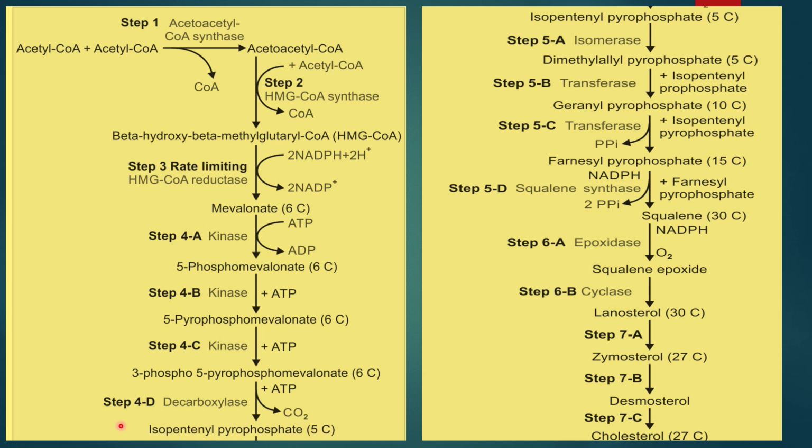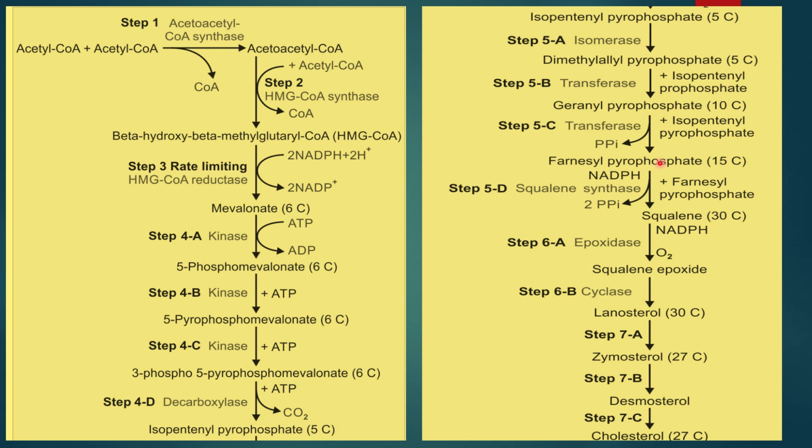And this isopentenyl pyrophosphate, or IPP, with the help of the enzyme isomerase, is converted into dimethylallyl pyrophosphate, which is also a 5 carbon species. Further, another molecule of isopentenyl pyrophosphate fuses in the presence of the enzyme transferase, leading to the 10 carbon species, that is geranyl pyrophosphate. And this geranyl pyrophosphate again fuses with another molecule of isopentenyl pyrophosphate, leading to the formation of the 15 carbon intermediate, that is farnesyl pyrophosphate.